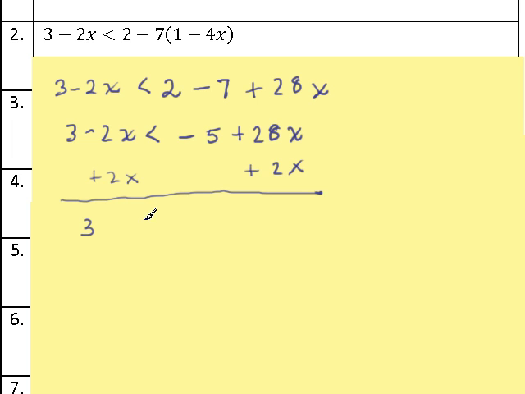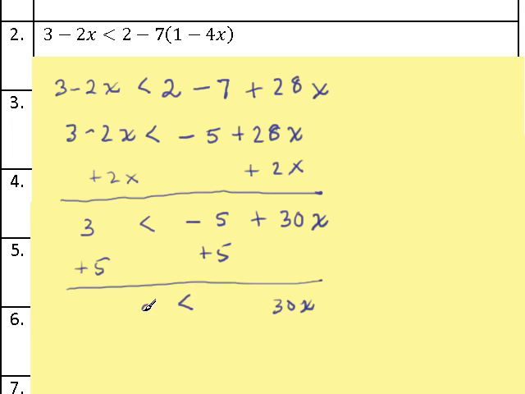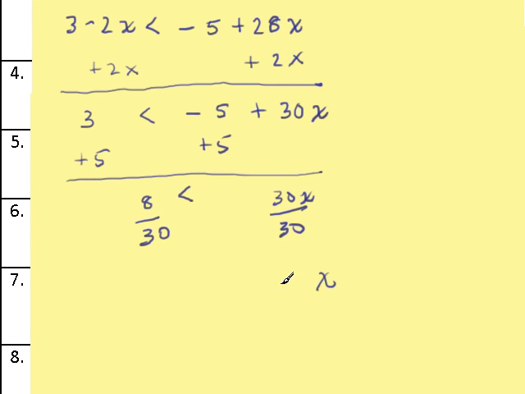Let's add 2x to both sides, gathering together the x terms. So we have 3 less than -5 plus 30x. And now add 5. And we have 30x greater than 8. And now we'll divide by 30. So we have x greater than 8 over 30, or divide top and bottom by 2, and we have 4 over 15. Now notice it says x greater than 4 over 15, but we'd like to write that with x on the left because that's more standard.